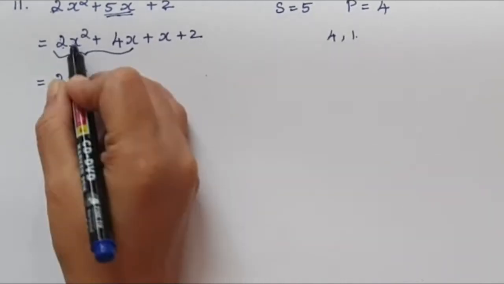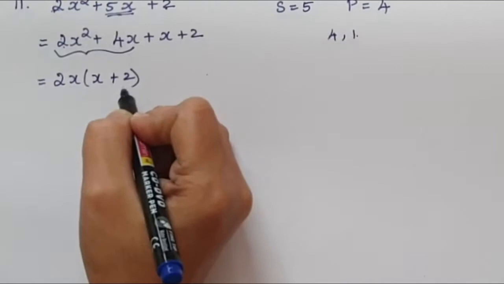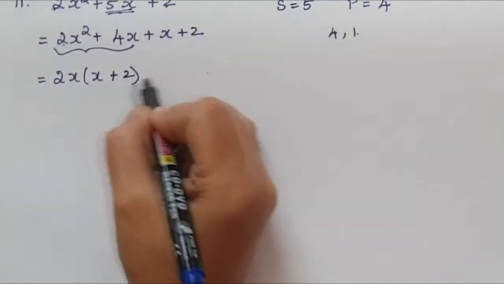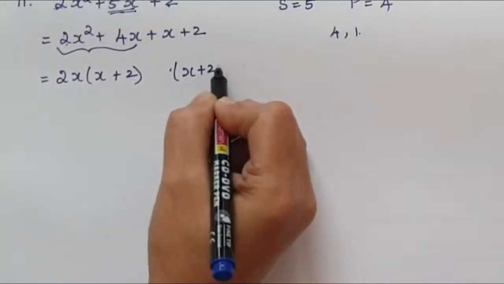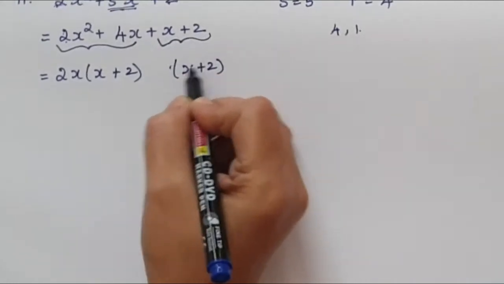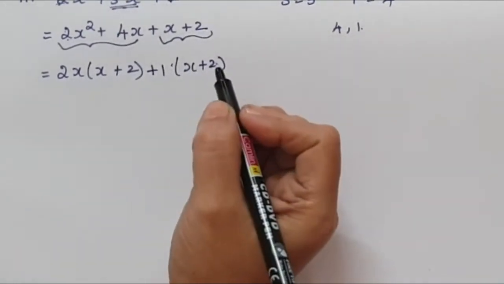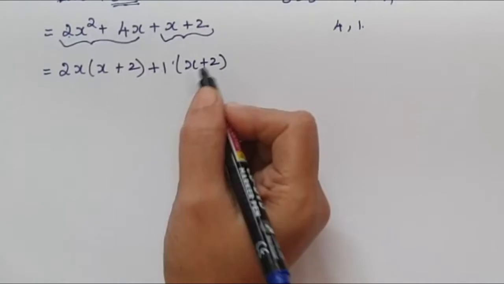So we write the left out term, x over here and then here plus 2. Now whatever is in the bracket, you write it over here, and then you compare with this. So it has to be a plus 1. So it will be equal to plus 1 x plus 2.